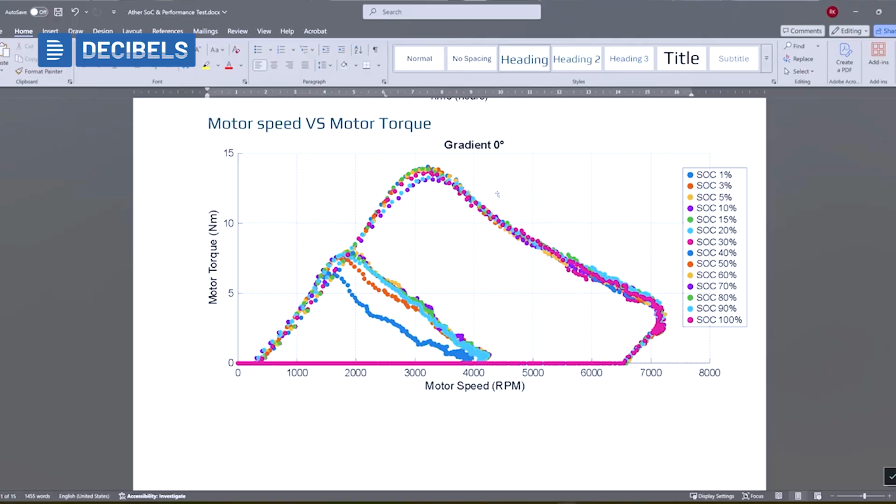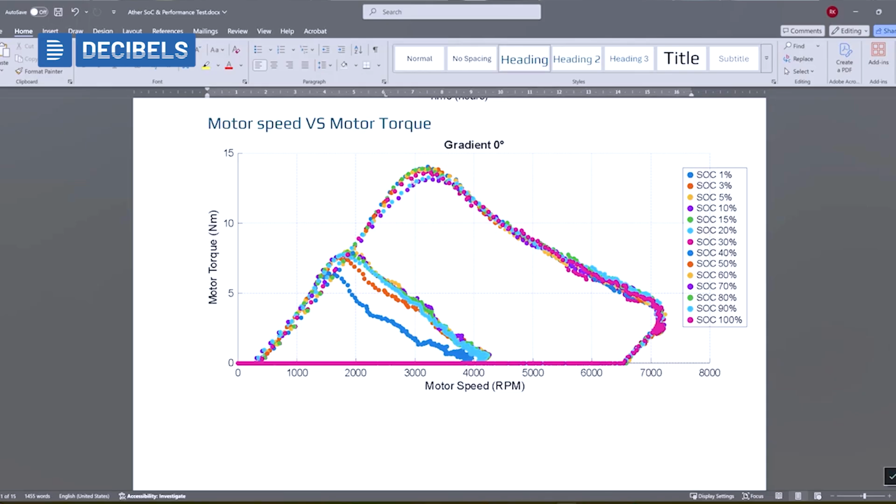Interesting. So what we currently have here is the motor torque and motor speed characteristic for different SOC. You can see it starts from 100% SOC and then slowly goes down to 20%. Then at 5% intervals, we have 15%, 10%. So we can see that till 20%, we are seeing almost equal performance.